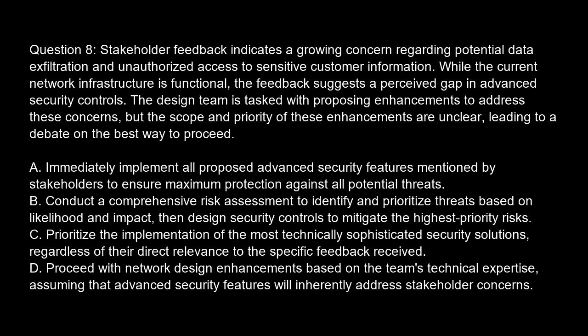Option A. Immediately implement all proposed advanced security features mentioned by stakeholders to ensure maximum protection against all potential threats. Option B. Conduct a comprehensive risk assessment to identify and prioritize threats based on likelihood and impact, then design security controls to mitigate the highest priority risks. Option C. Prioritize the implementation of the most technically sophisticated security solutions, regardless of their direct relevance to the specific feedback received. Option D. Proceed with network design enhancements based on the team's technical expertise, assuming that advanced security features will inherently address stakeholder concerns.